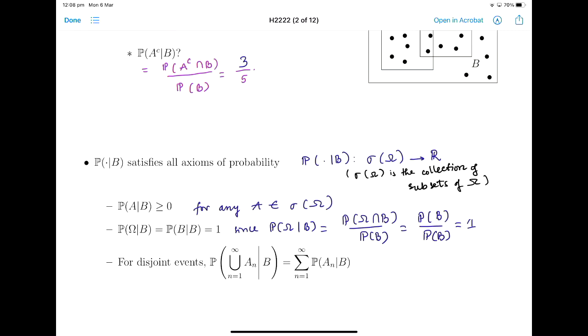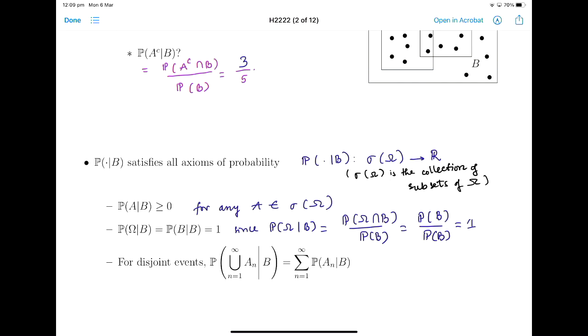So now you can see that this mapping is a positive measure function, because from the definition of conditional probability, you see that the probability of A given B is positive for any A that is a subset of omega. From the definition, it is the probability of A intersect B divided by the probability of B, and the probability of B is different from 0, positive. The probability of this set is greater than or equal to 0.